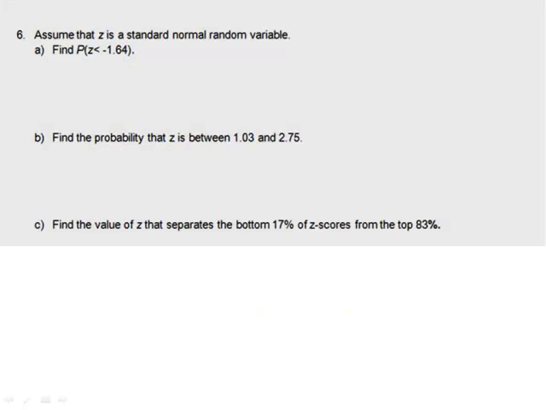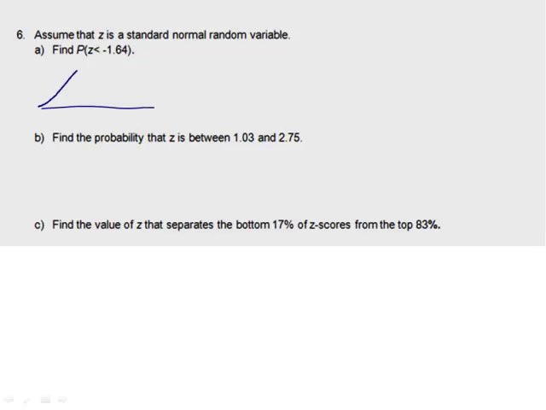Now here's some problems from chapter 6, and in these three we're assuming that z is a standard normal random variable. In other words, we have a standard normal distribution. That means our mean is 0 and our standard deviation is 1. So the first problem is just to find the probability that z is less than negative 1.64. We'll do this both with the table and with the calculator function.